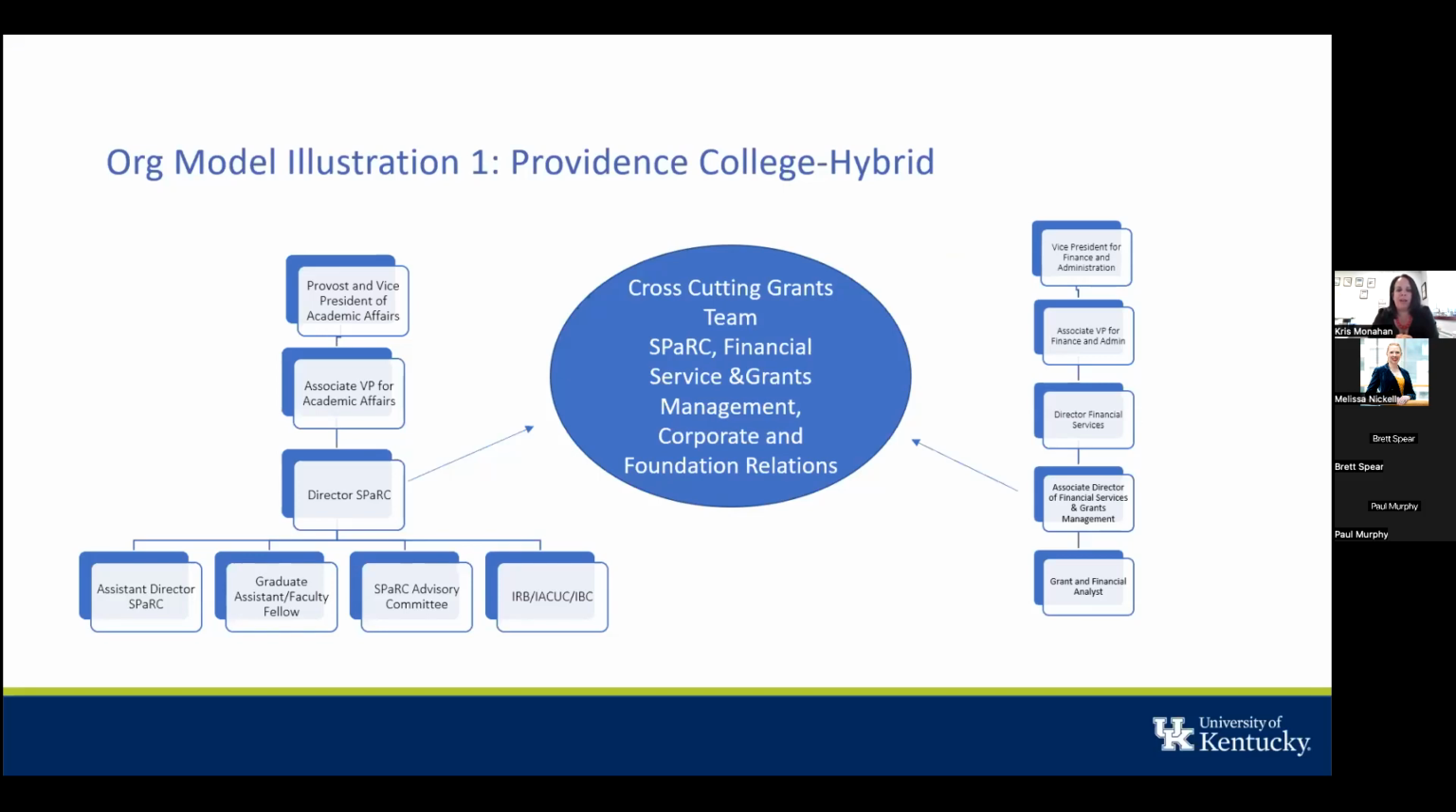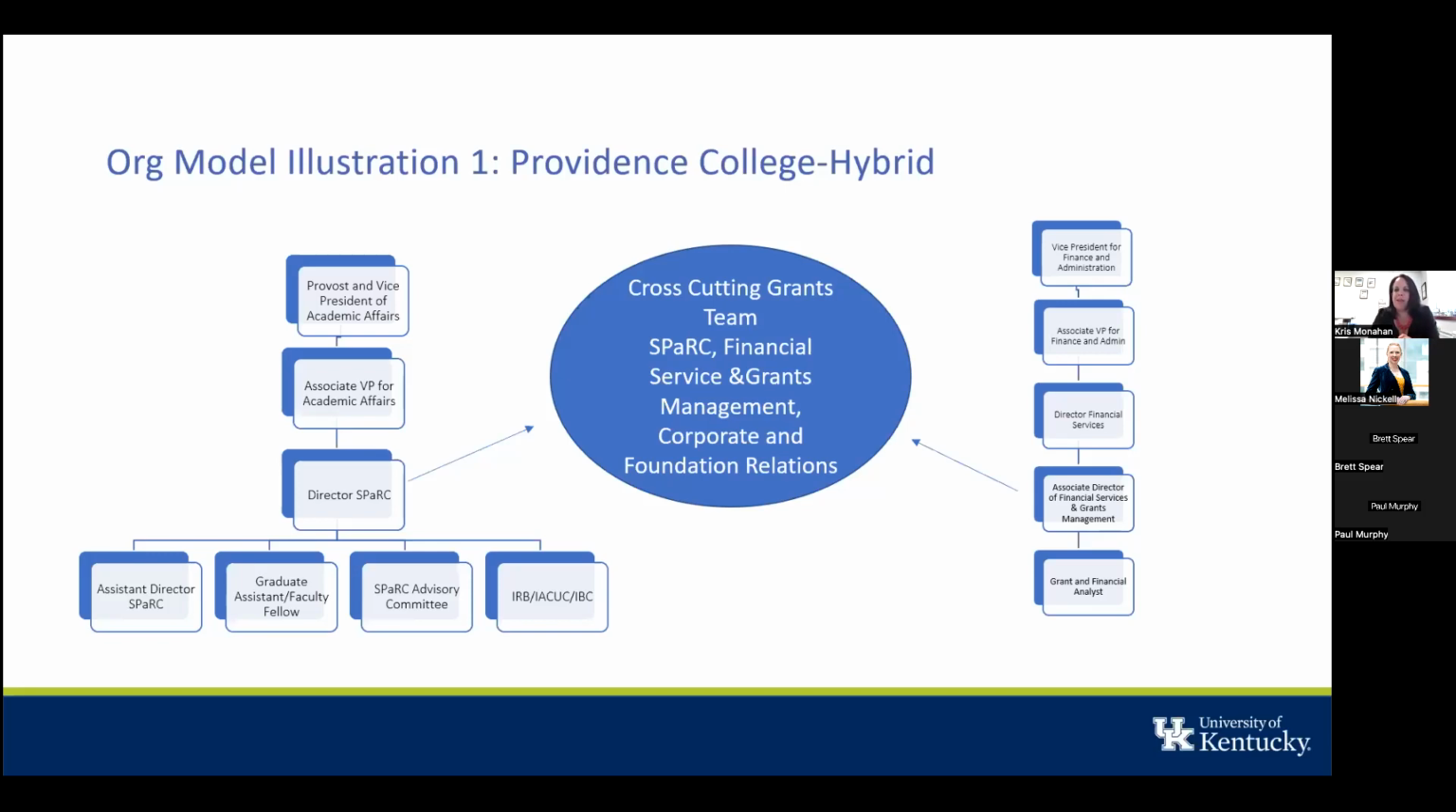And then under me, I now have an assistant director. We have a grad assistant. We occasionally use a faculty fellow. It's a good way to use faculty to communicate with other faculty. We have an advisory committee made up of faculty who are really informing the services that we provide and giving us feedback on where we can make improvements. And then I also, because we're a small school, do research compliance and handle the IRB, IACUC, and IBC.